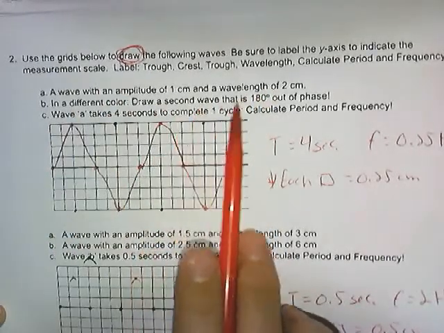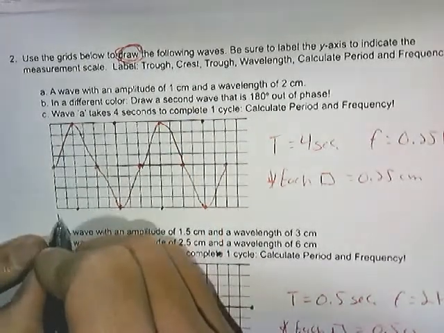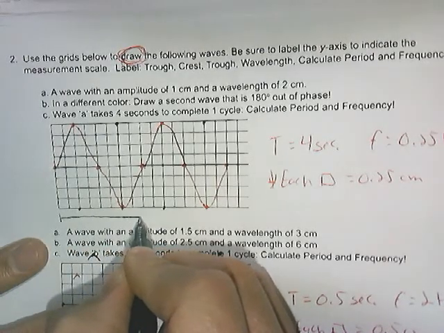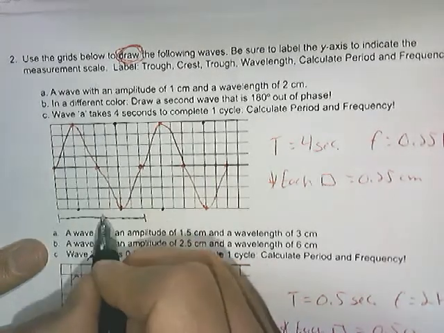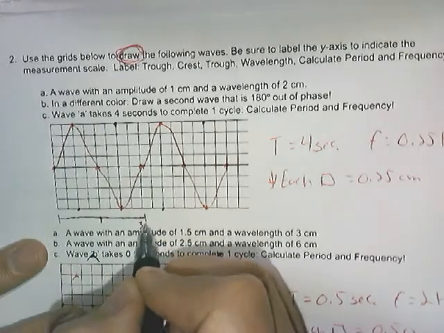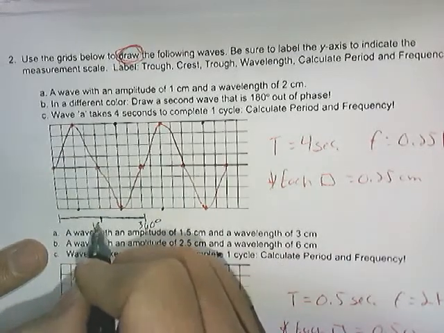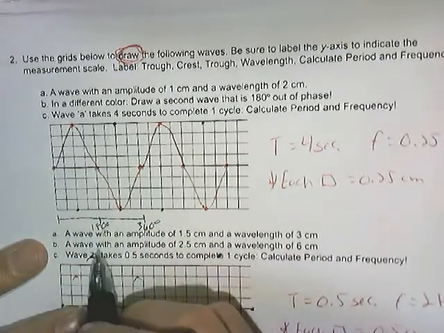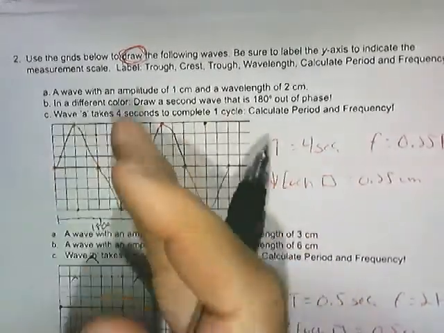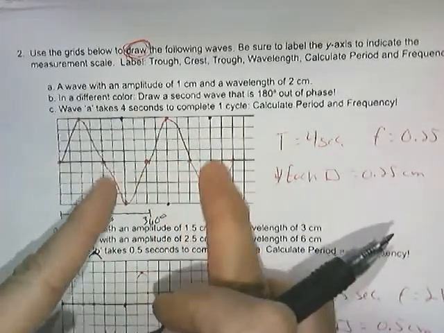So in a different color, draw a second wave that's 180 degrees out of phase. Now, we can do this a couple different ways. I've taught you a couple ways to do it, but I say find 1 wavelength. Here we go. The midpoint is going to be right here. So if I call 1 full wavelength, 1 full cycle, 360 degrees, half of it is going to be 180 degrees. So I can start right here. And I'm going to do the same thing. I took this wavelength and I'm just shifting it over 1/2 of a cycle.